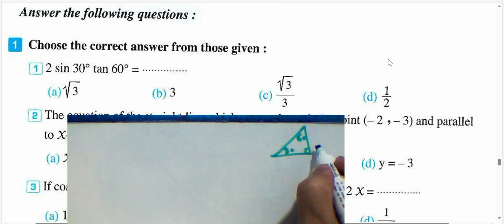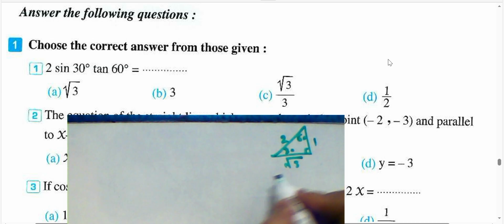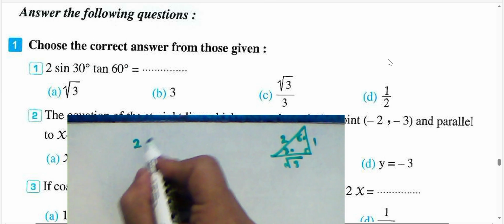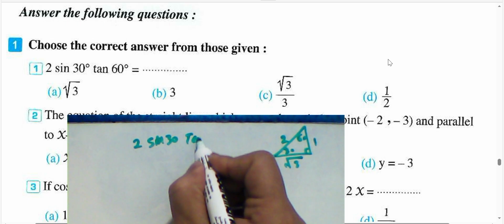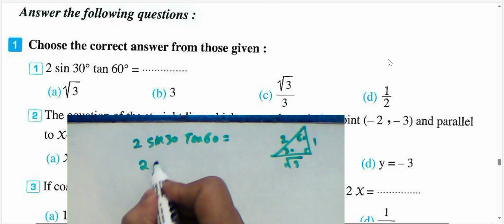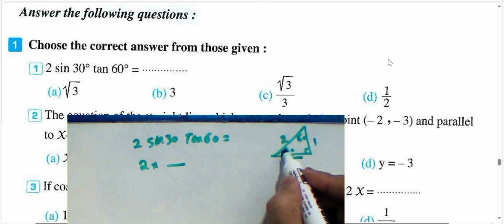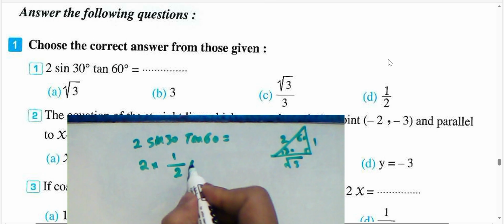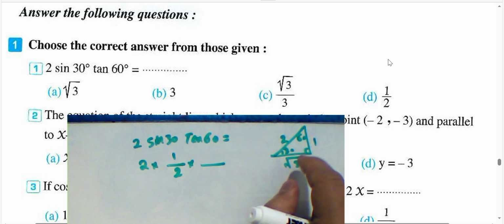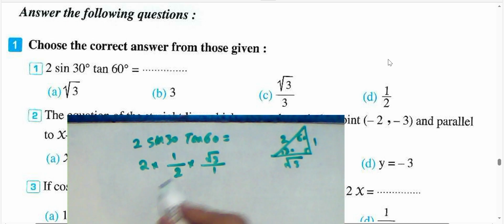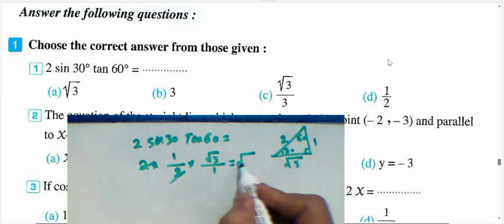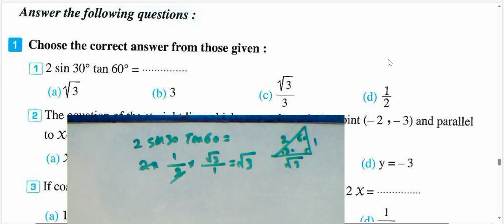The opposite side of 30 is half of the hypotenuse and the adjacent side will be root 3. We can find the value of 2 sin 30 product by tan 60. 2 product by sin 30, sine will be opposite over hypotenuse, 1 over 2. And then tan 60 equals opposite over adjacent, root 3 over 1. We can simplify, the result will be root 3. Choose letter A.